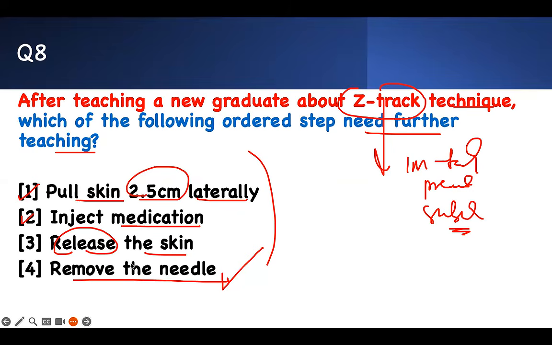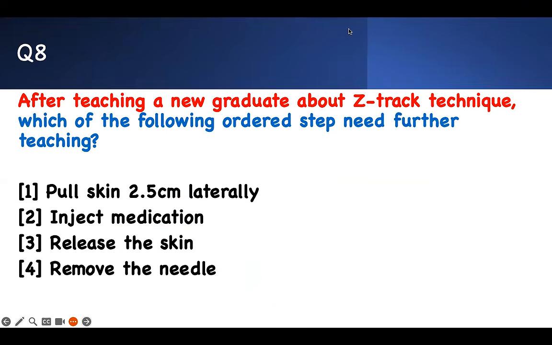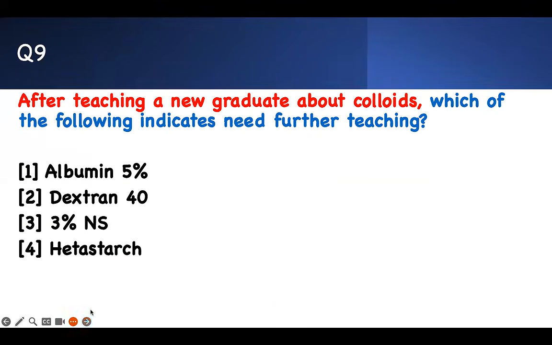Therefore, 3 and 4 are flipped. So these steps need further intervention. Remove the needle, then release the skin. That's what you do with Z-track. Like I say, it's all content I'm giving you here.